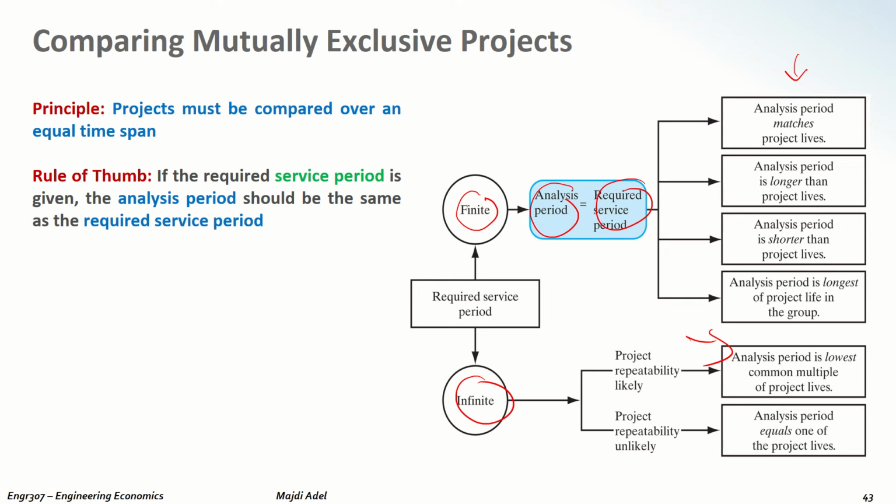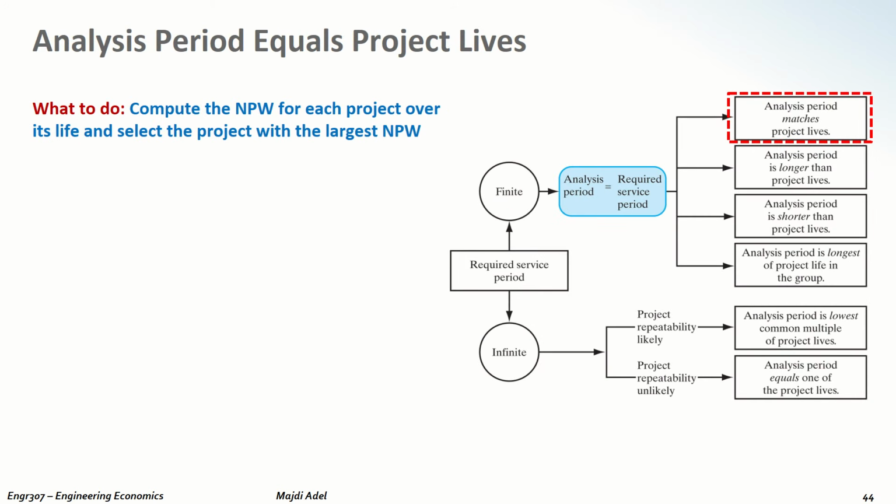So the first case is when analysis period equals the project life. إذا كان عندي أنا analysis period الفترة اللي بدي أدرس عليها المربحية المشروع تبعتي أو المربحية الانفستمنت أو اللي بدي أدرس عليه التأثير الاقتصادي is equal to the project life أو service period. في هاي الحالة what to do is that I calculate the present worth for all of the alternatives, and based on the present worth, I decide which project is the most profitable one.